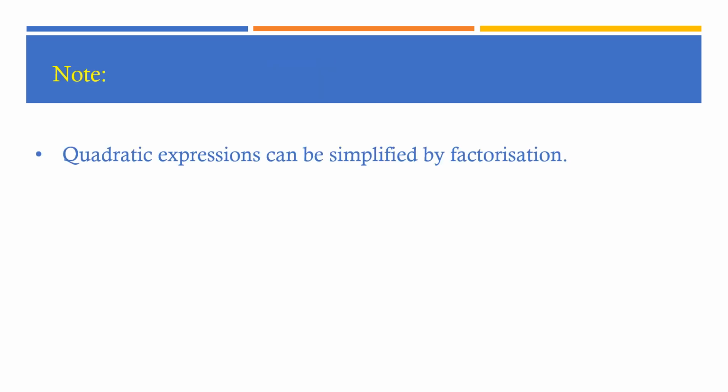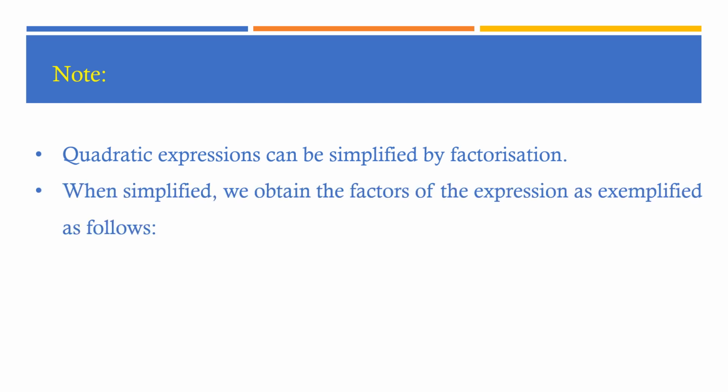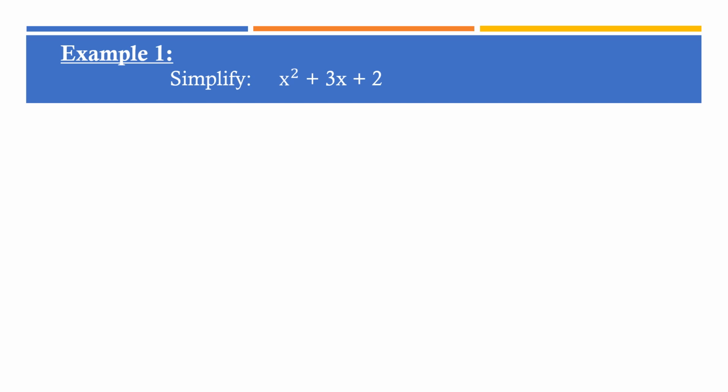You need to understand that quadratic expressions can be simplified by factorization. Okay? When we talk about factorization, we are simply saying we should break the expression down into its factors. When we simplify quadratic expressions, we are able to obtain the factors as follows. This is our example. We have simplify x squared plus 3x plus 2.